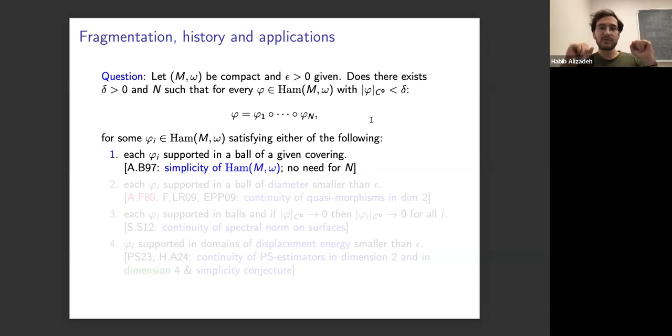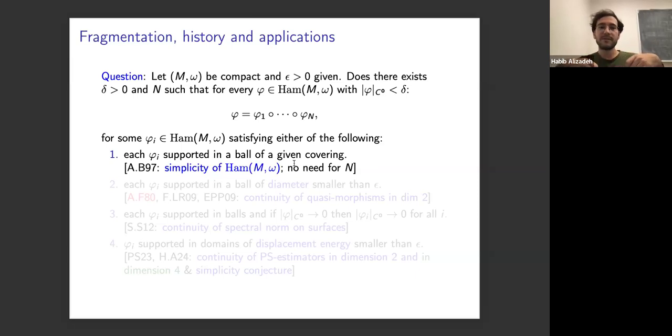And by simpler, what do we mean by a simple Hamiltonian diffeomorphism? Well, people care about different things, and different definitions of simple have different applications. The first one is that one would like the phi_i's to be supported in balls of a given covering. So the question would be: I'm given a covering of my manifold, and I'm given some epsilon. Can I find a small neighborhood of the identity such that any map there can be decomposed into Hamiltonian diffeomorphisms supported in one of these balls in the covering?